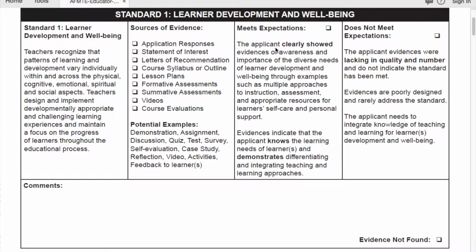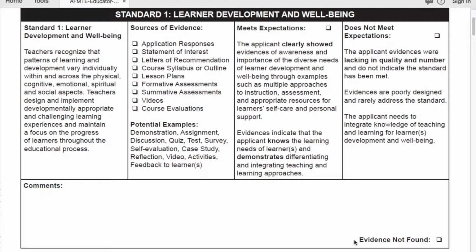And then the reviewers have to make a decision whether you meet the expectations here of Standard 1 based on the evidence, or whether you do not meet the expectations of this standard. And they do have one more choice. Let's say that maybe you didn't present enough evidence to really help them determine whether you meet Standard 1, but maybe they suspect you do based on how you've met other standards. They can actually choose evidence not found rather than saying you don't meet the expectations right away. If they choose that, then I reach out to the applicant and ask for more evidence.